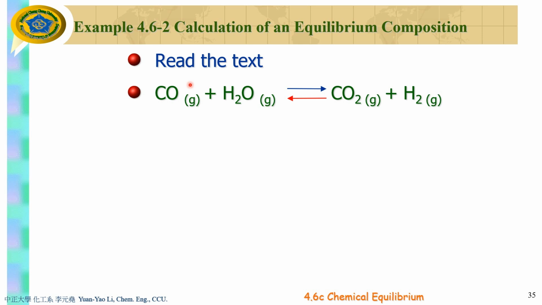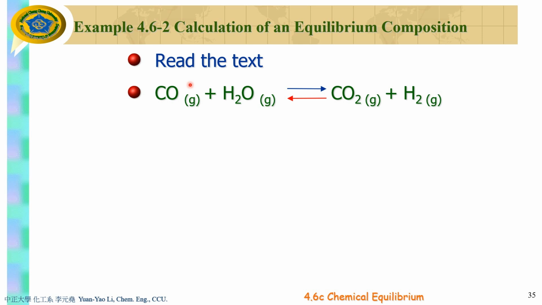Suppose the feed to the reactor contains 1 mole of CO, 2 moles of H2O, and no carbon dioxide and no hydrogen. The reaction mixture comes to equilibrium at 1105 Kelvin. Calculate the equilibrium composition and the fractional conversion of the limiting reactant.